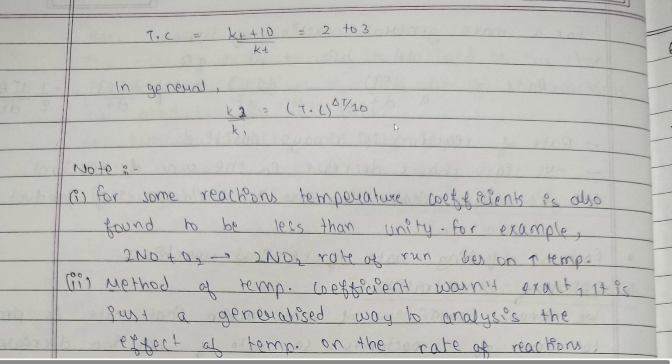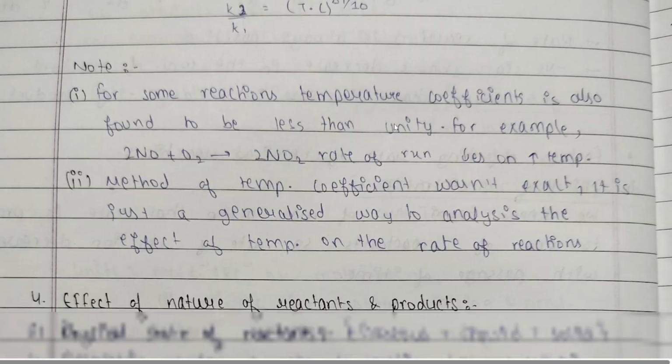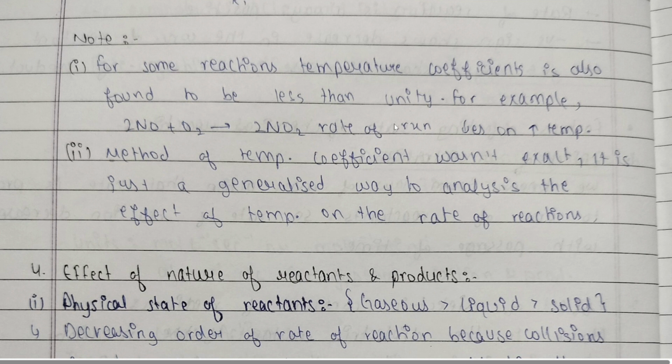In general, K2 by K1 is equal to Tc raised to power delta T by 10. Note that for some reactions, temperature coefficient is also found to be less than unity. For example, 2NO plus O2 gives 2NO2. Rate of reaction decreases on temperature increasing. The method of temperature coefficient wasn't exact. It is just a generalized way to analyze the effect of temperature on the rate of reaction.